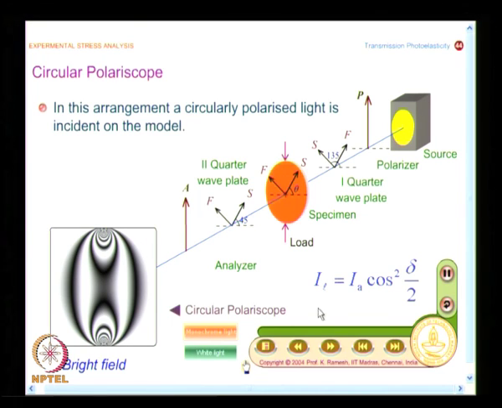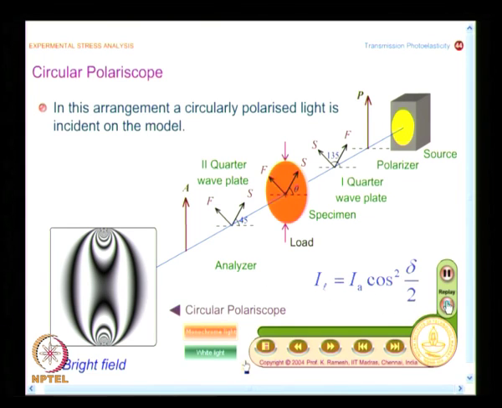And I also bring in the expression, which you can derive; we will also derive it. What you find here is that the intensity of light transmitted is a function of delta alone. It is no longer a function of theta. So, what do I see on the screen? I see only one set of fringe contours. So, the first knowledge in using a circular polariscope is that instead of two fringe contours, I see only one set of fringe contours.